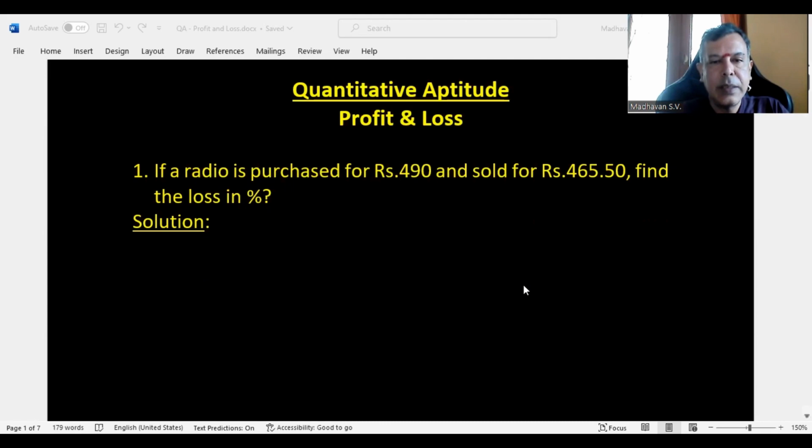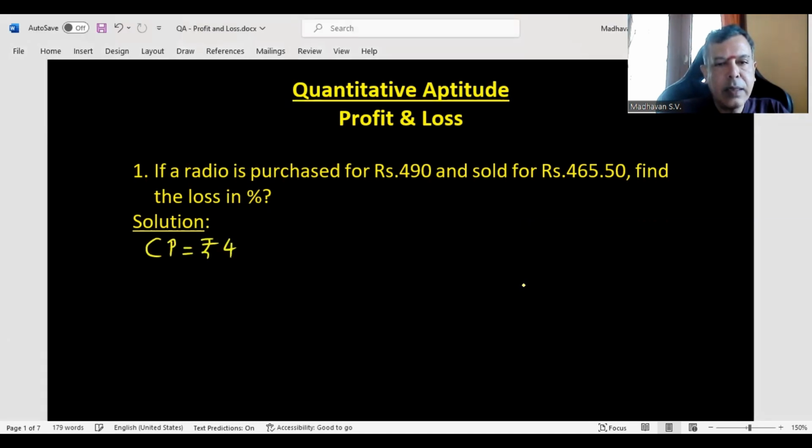So in this, they gave us the purchase price. So let me say, we can call that the cost price. Cost price is rupees 490 and then sold for rupees 465.50, which means selling price is rupees 465.50. So therefore, we are supposed to calculate the loss in percentage.